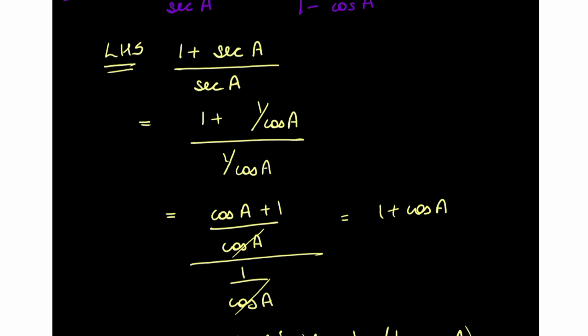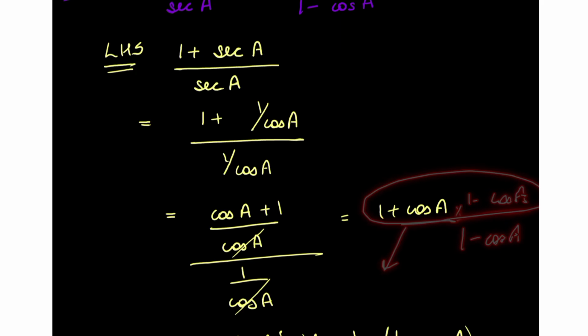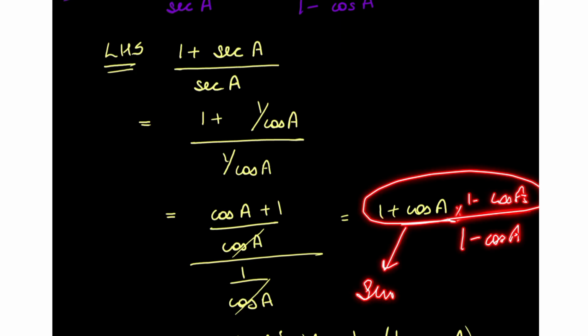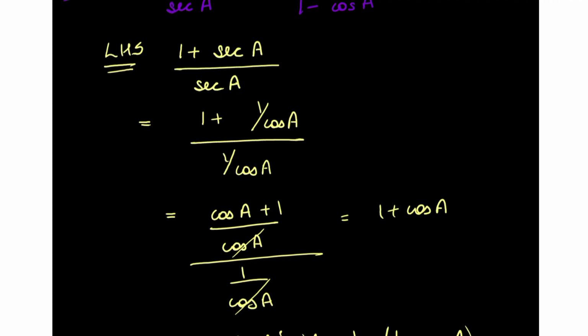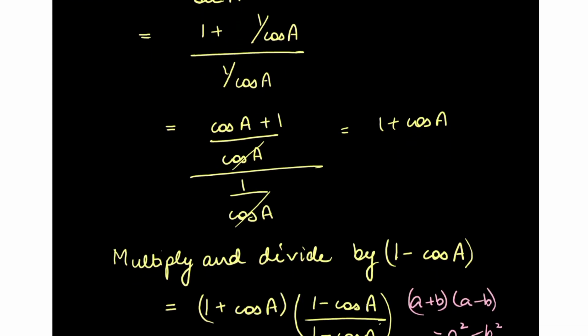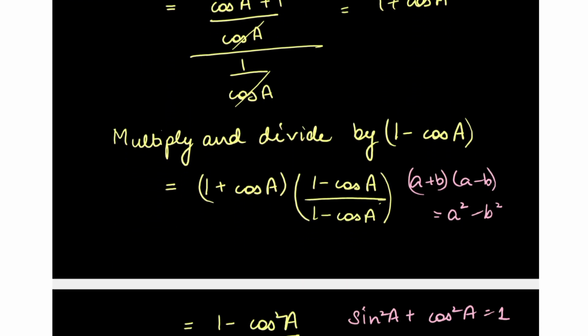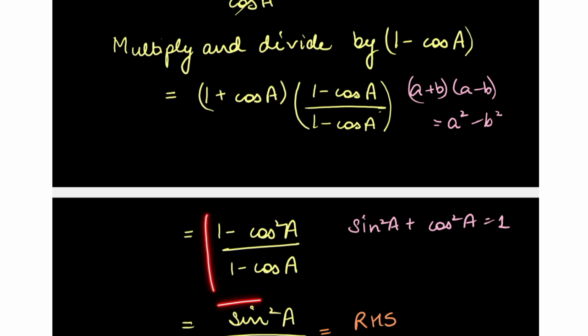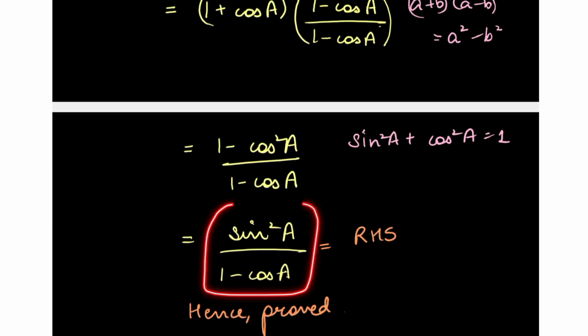So if we multiply and divide it by 1 minus cos a, then in the numerator we are left with sin square a. How? 1 plus cos a into 1 minus cos a gives us 1 minus cos square a, which is equal to sin square a, and in the denominator we are left with 1 minus cos a, which is what we have to prove. Okay, so it is sin square a divided by 1 minus cos a, which is the right hand side that needs to be proven.